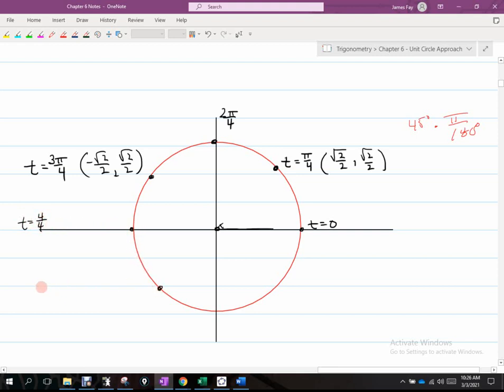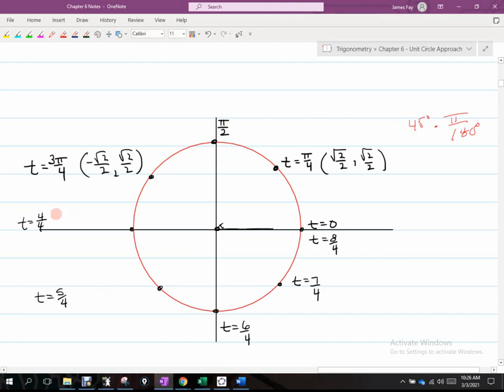Add one more and I get 5/4. Add one more, I get 6/4. Add one more. And then add one more, 8/4. Okay? Now, they should all have pi with them. And they should all be reduced. So I'm going to come back to this 2 pi over 4. What's that reduced to? 1/2 pi or pi over 2.